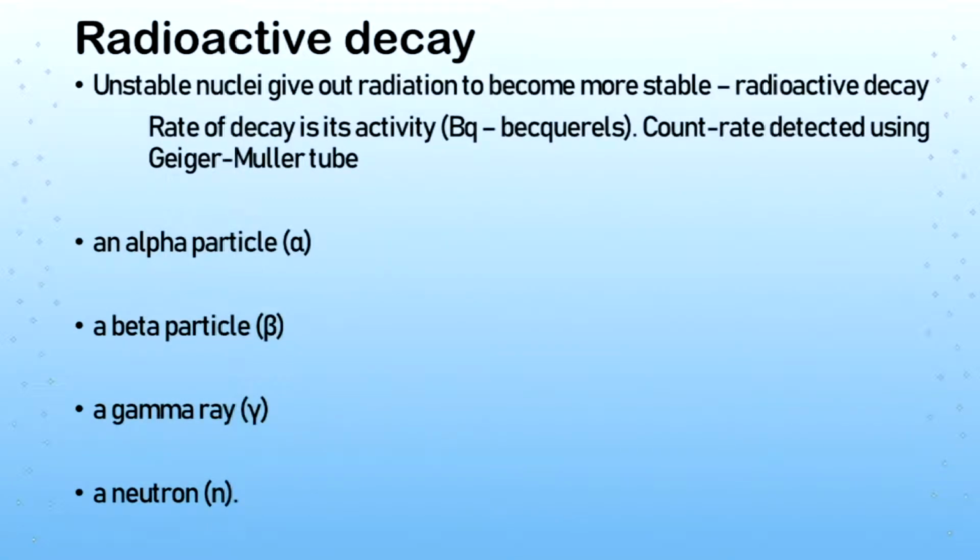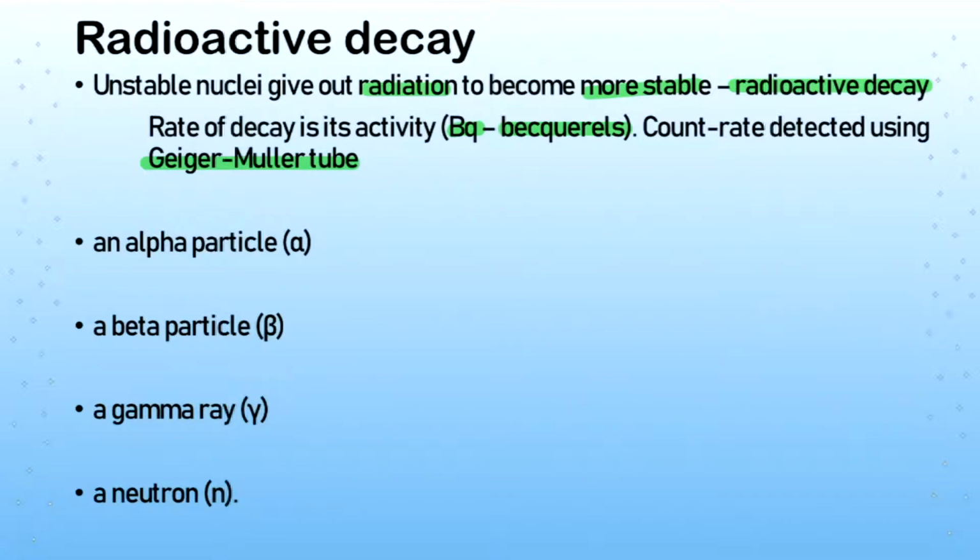So if an isotope is unstable, what's going to happen? Well, an unstable nucleus is going to give out radiation to become more stable. And this is what we call radioactive decay, the thing that's being lost as a result of it becoming more stable. Now, at this point, it's worth us noting what a rate of decay is measured in, and it's measured in a unit called becquerels. And this count rate can be detected by using something called a Geiger-Müller tube.